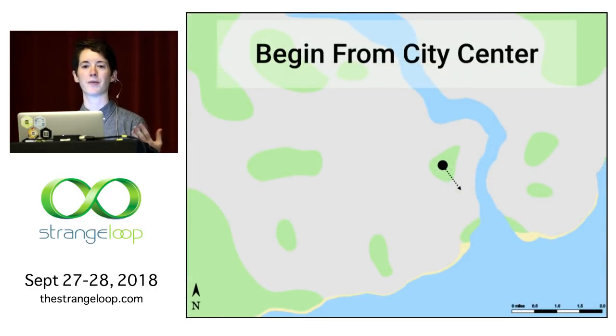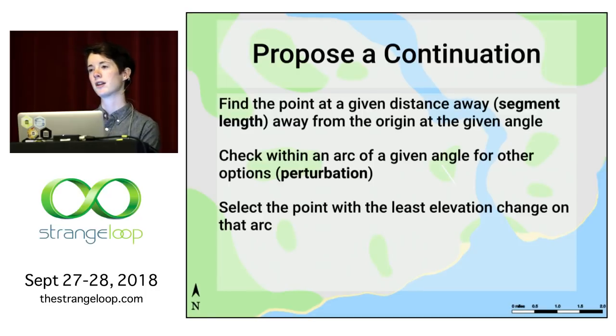So you start at the city center, and I create a really small, like 1 pixel line segment that has a direction, just to kind of seed my map. And then I propose continuing that segment forward in the same direction for another unit of a given segment length, which is adjustable. And then I look around within a given arc, kind of like I did with the river, to try to find the point that'll be most level, because I want my road, if possible, to be as flat as it can be. And so this is the perturbation value. It's a pretty small arc. Well, it's adjustable, but much smaller than for the river.